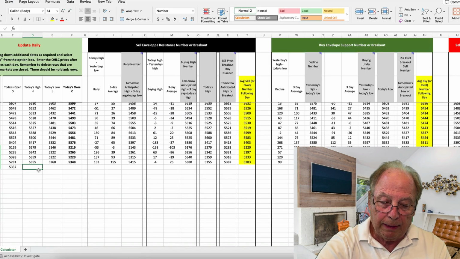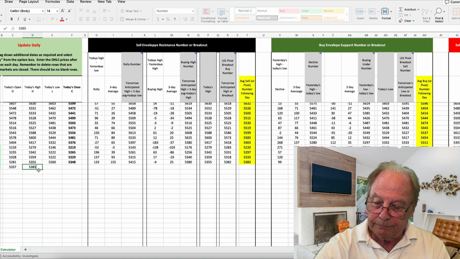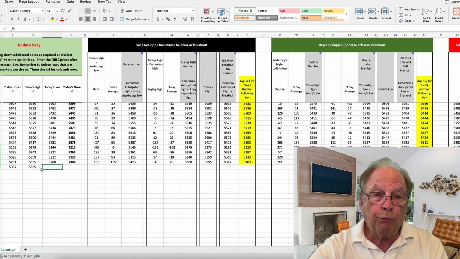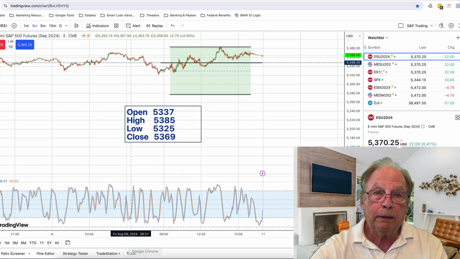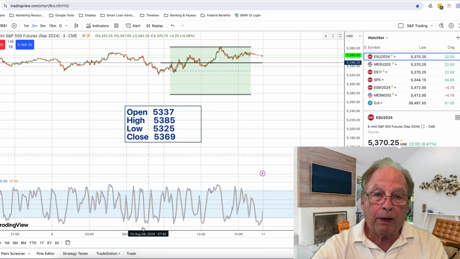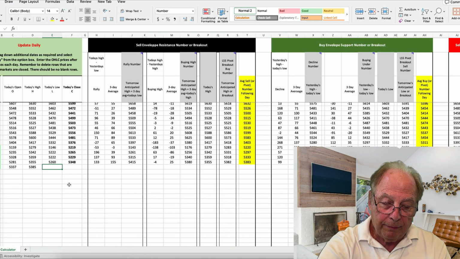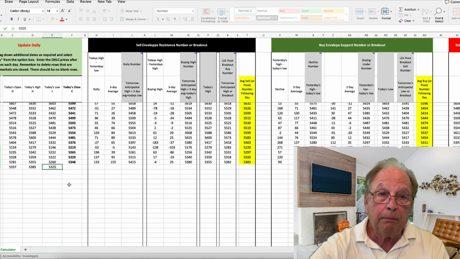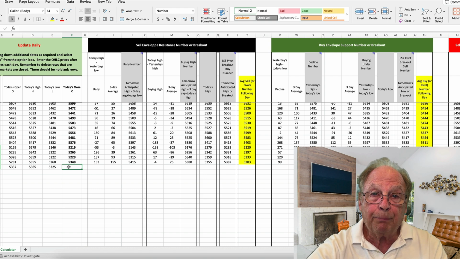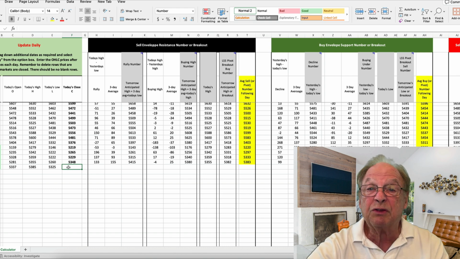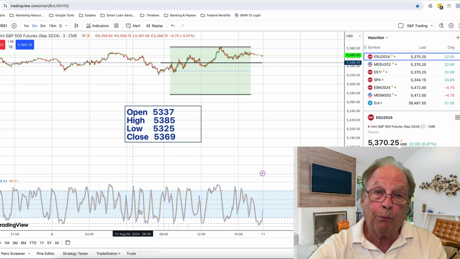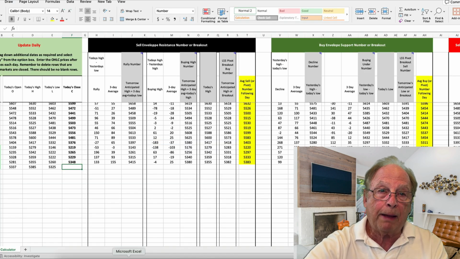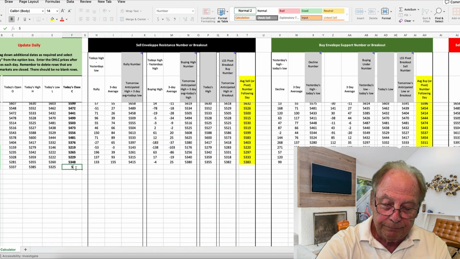I enter 53.85. And I move to the next column, and I go back to my chart, the low, 53.25, enter 53.25 in the next column, and then in my last column I put the close. This is the closing price, which is the gap price for the next day. So the closing price on Friday, or rather was, 53.69. So I go back to my chart, 53.69.